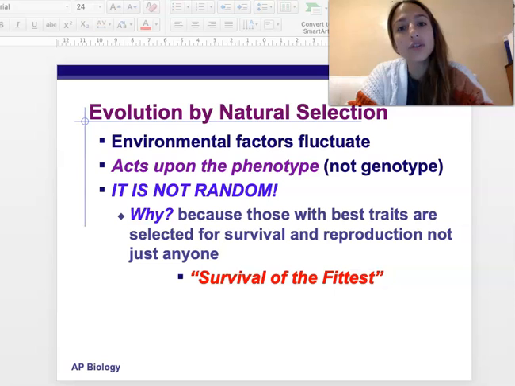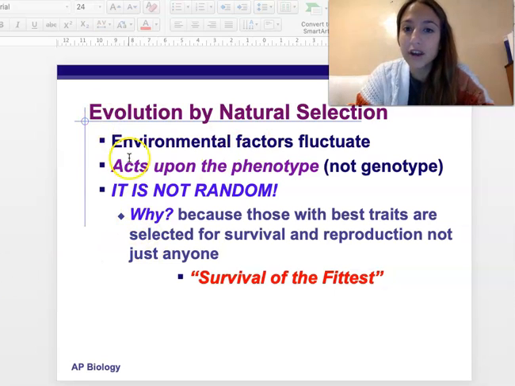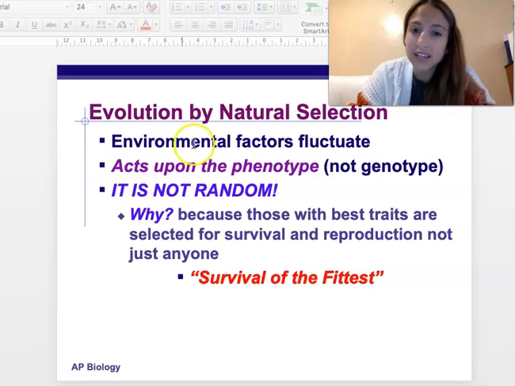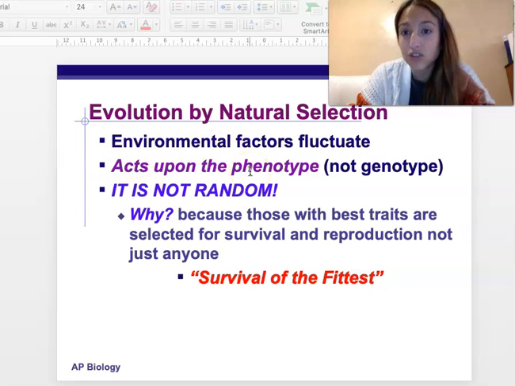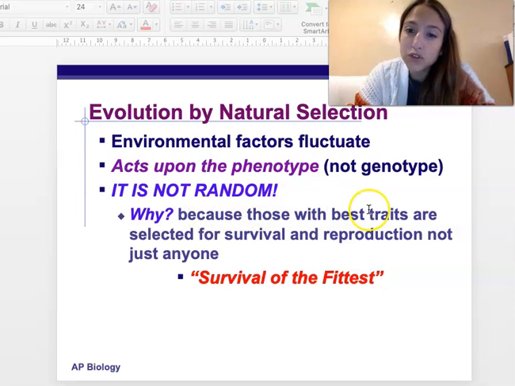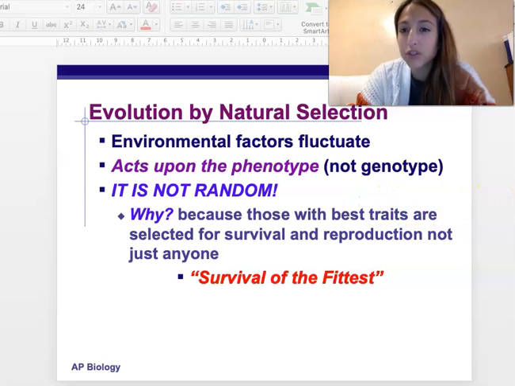Okay, so evolution by natural selection means that as the environment fluctuates or as environmental factors change, these environmental factors can act on phenotypes, can act on traits. Okay, and what does that mean? Because some traits are best for a particular environment, they're going to be selected. And when they're selected, the organisms with those traits will survive and will reproduce more than others.